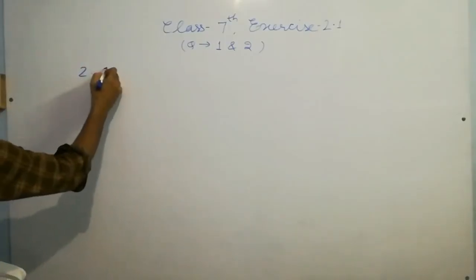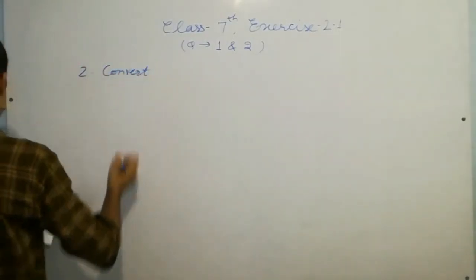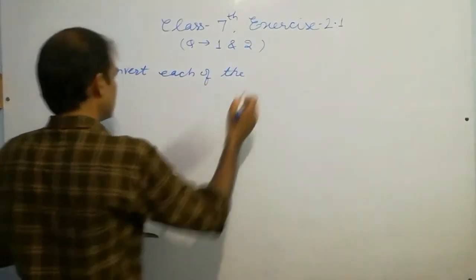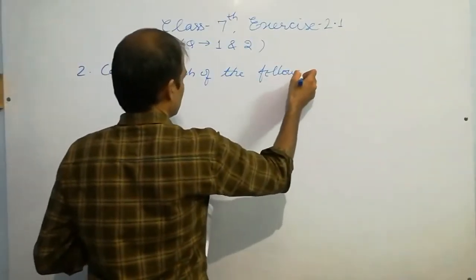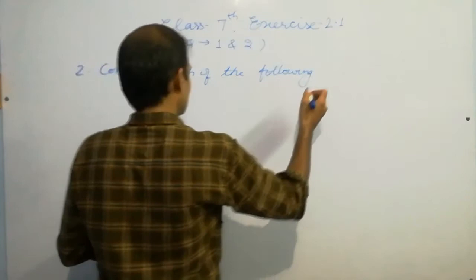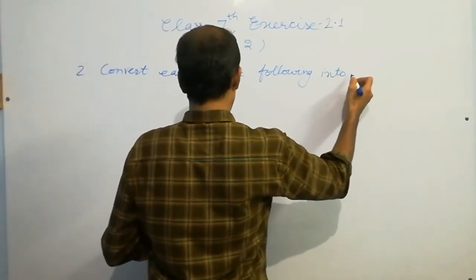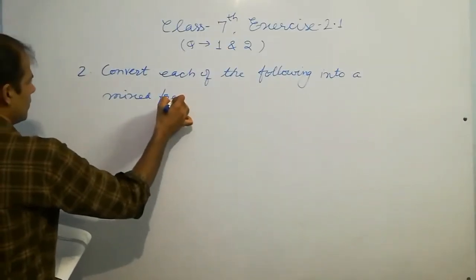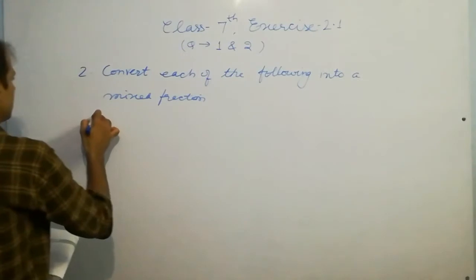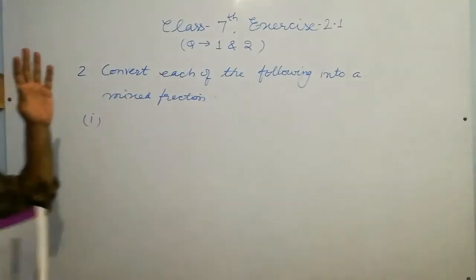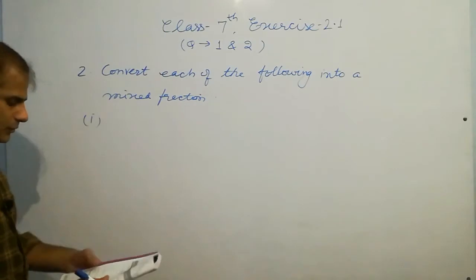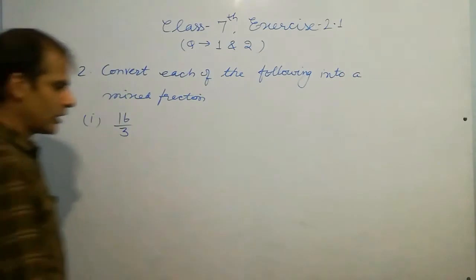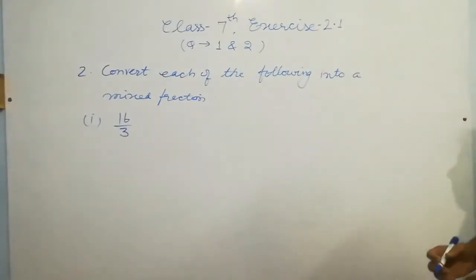So second is convert each of the following into a mixed fraction. First part. Now I will tell you the concept of mixed fraction. So the question is 16 upon 3. Okay students, and what is the meaning of a mixed fraction?